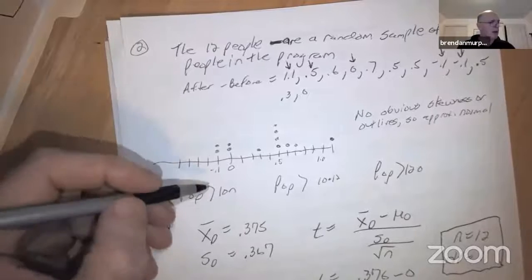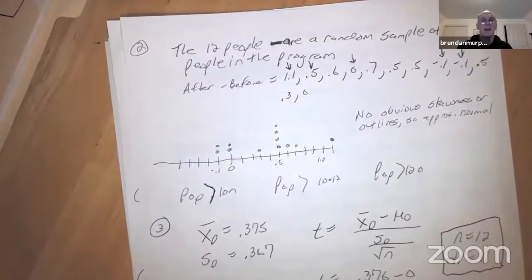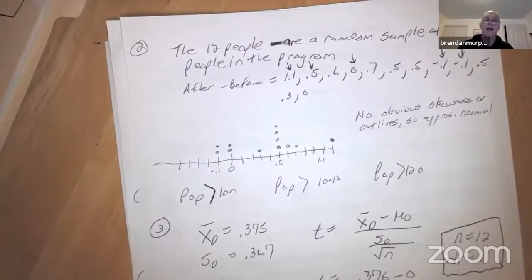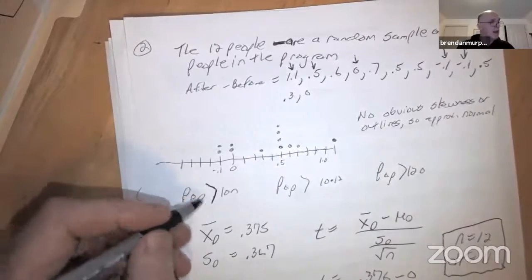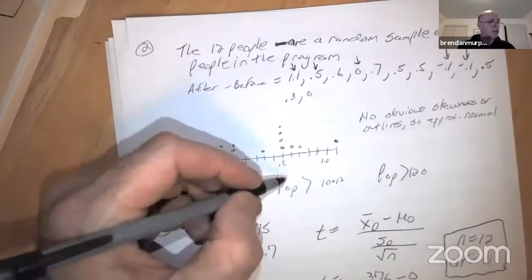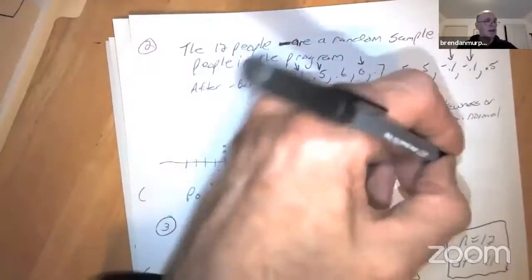We really weren't worried way back then about population and the 10% condition, but moving forward, starting in 2019, we do think it's important. So is the population greater than 10 times the sample size? Is the population greater than 10 times 12? Is the population greater than 120?